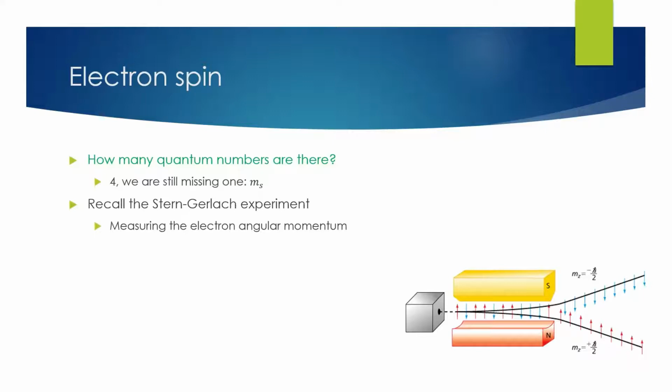Now, what this is showing is that silver is having some sort of angular momentum. However, its unpaired electron is in the s orbital, which has an L equals 0. So the angular momentum is not coming from the s orbital. It actually has to be coming from the unpaired electron itself. And we call this electron spin.